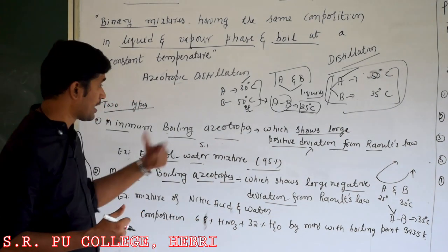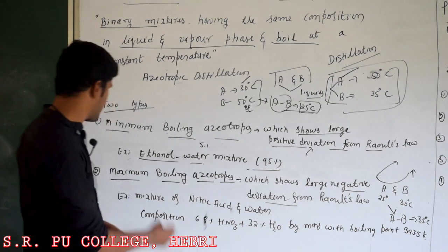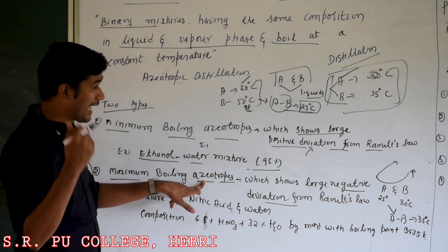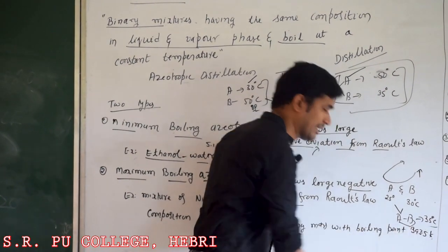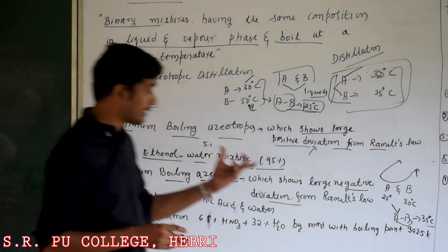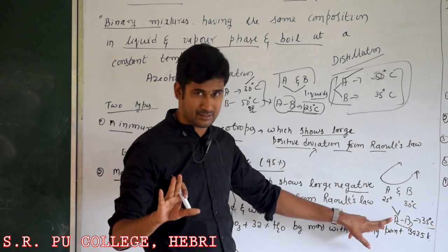That means it has negative deviation from Raoult's law, which is known as a maximum boiling azeotrope. Boiling point increases means both components now start boiling at 35 degrees Celsius. You cannot separate those two components because it boils at a constant temperature, that is 35 degrees Celsius.